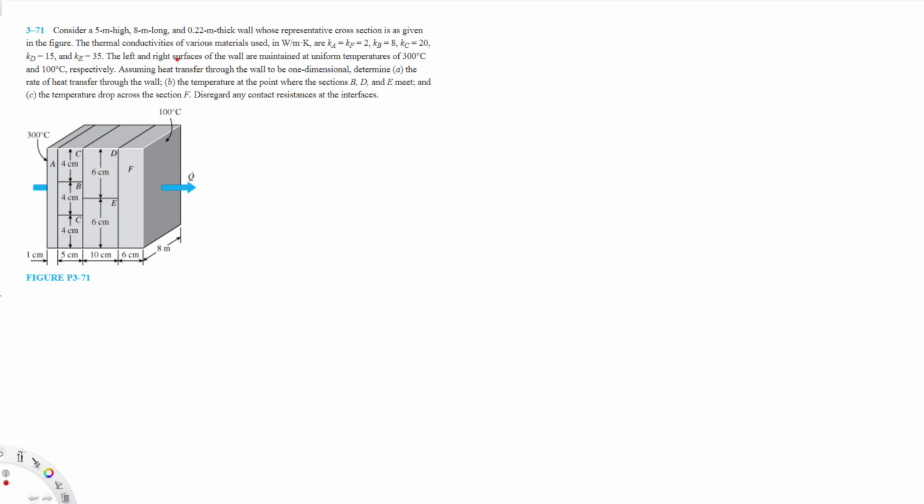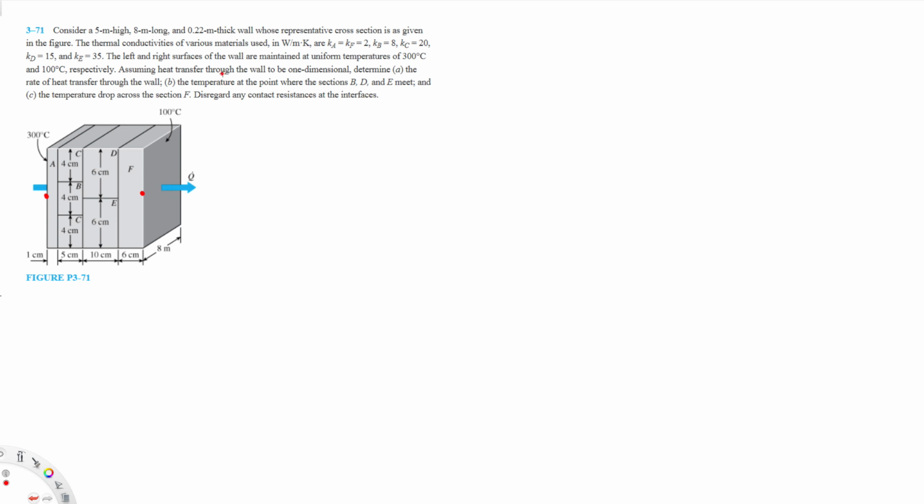The left and right surfaces of the wall are maintained at uniform temperature, so it means there's no convection, right? If it's uniform, we are starting from this area, so this is going to be starting from conduction. So from here to here is going to be conduction. And then they are saying the temperatures are given. At this one it is 300 degrees, here it's 100 degrees Celsius respectively.